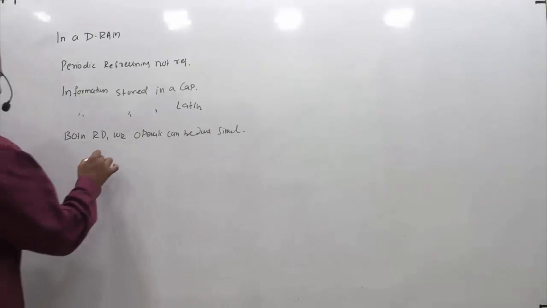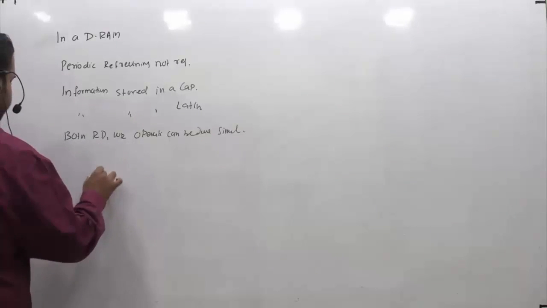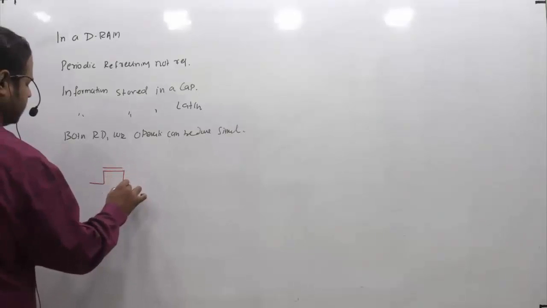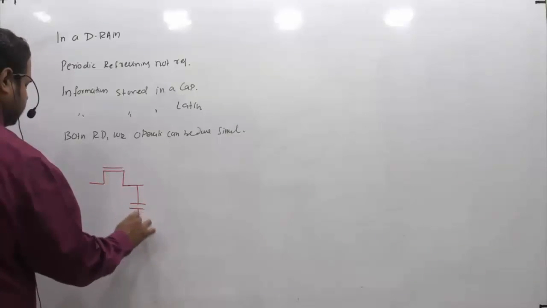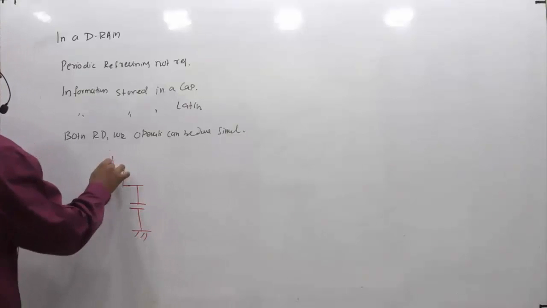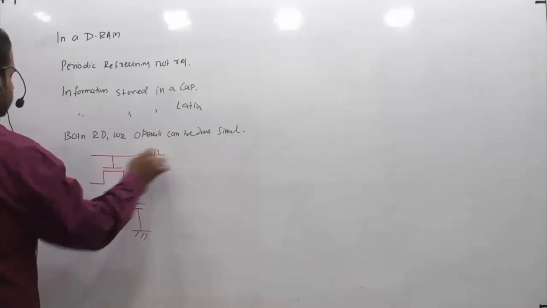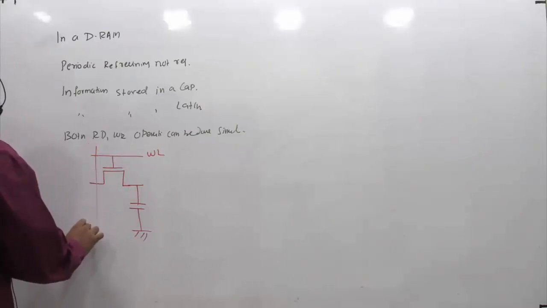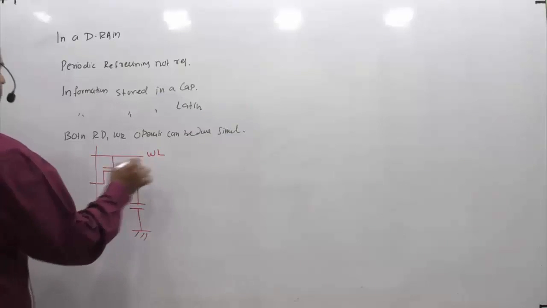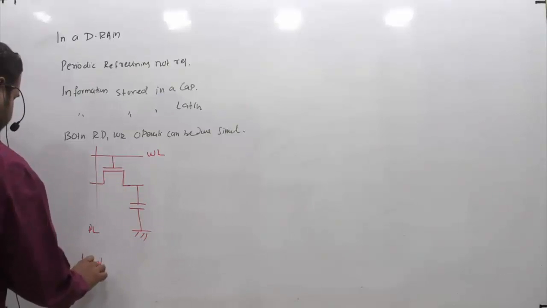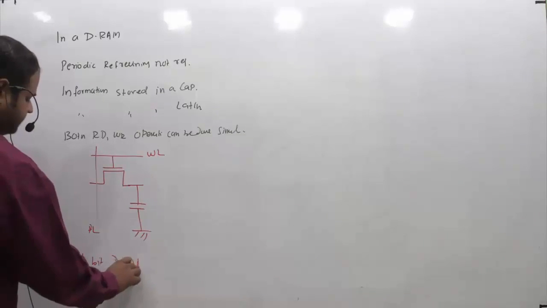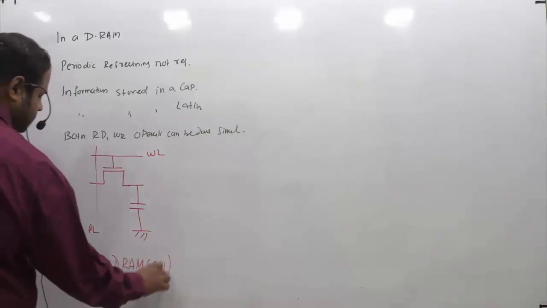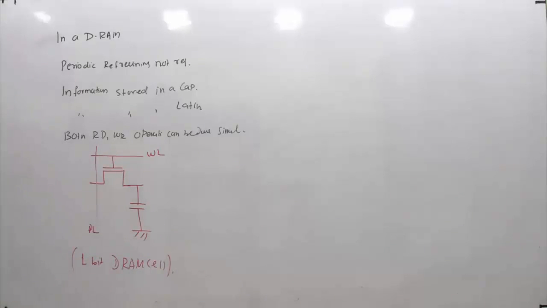If you remember, how does a DRAM cell look? The standard circuit diagram of a DRAM cell is something like this. This is the word line and this is the bit line. This is nothing but a single-bit DRAM cell. We have one capacitor and this MOS, and the MOS works like a switch.